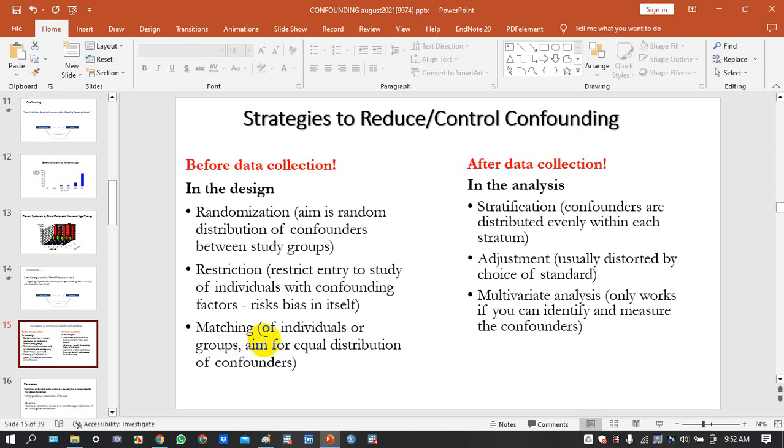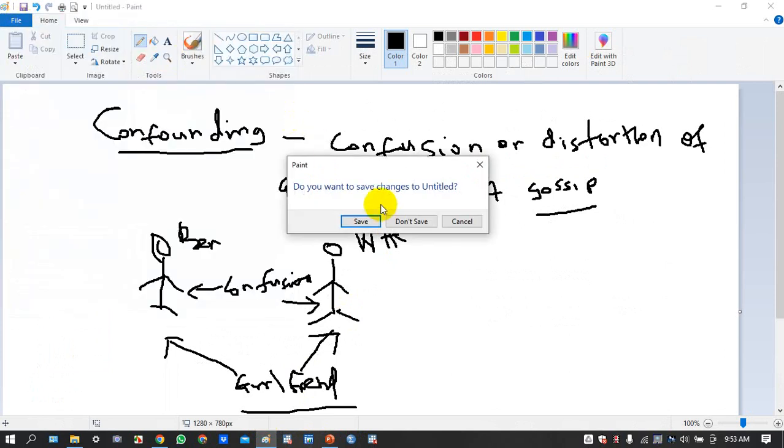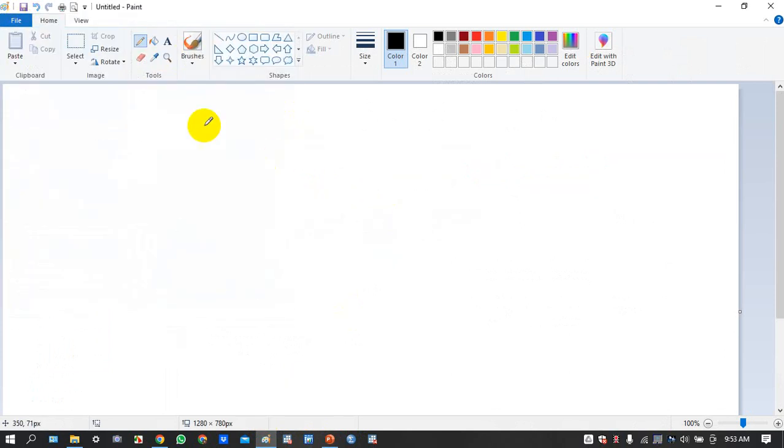We also have something we call matching, and matching is we match individuals or groups, aiming for equal distribution of confounders. So for instance, if we want to control for confounding, we do matching. So if we have 100 nurses, and we are going to carry out a research on 100 nurses.